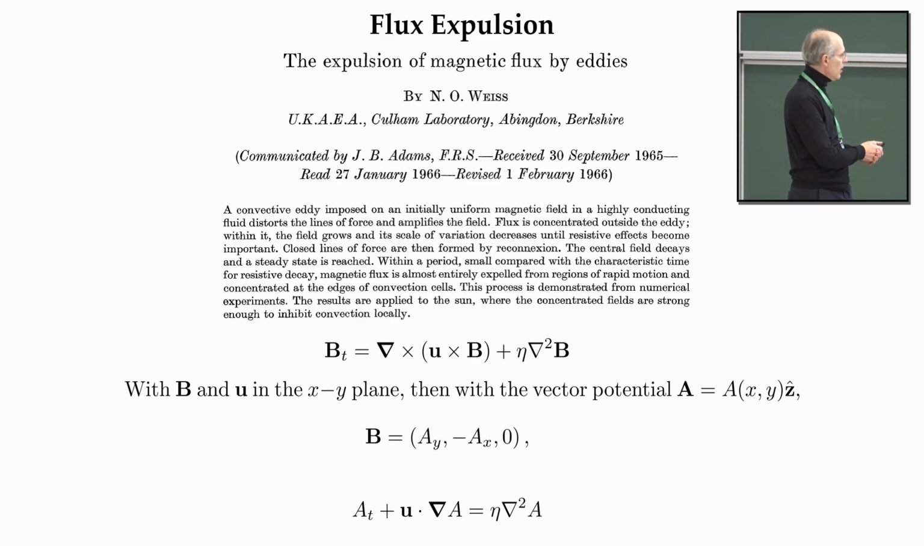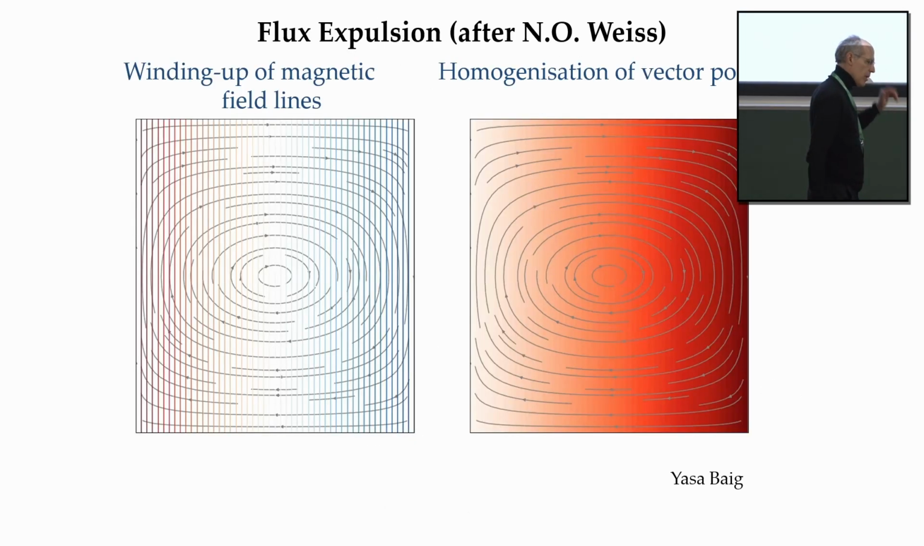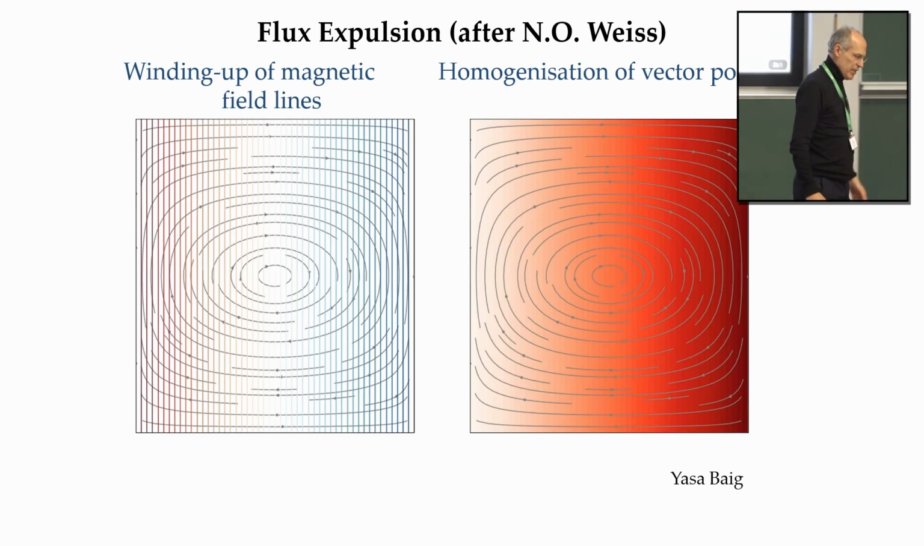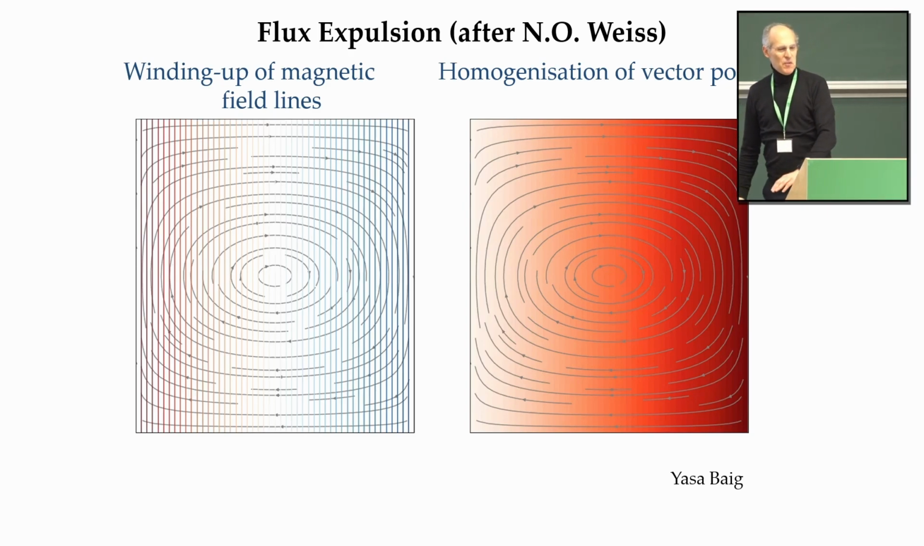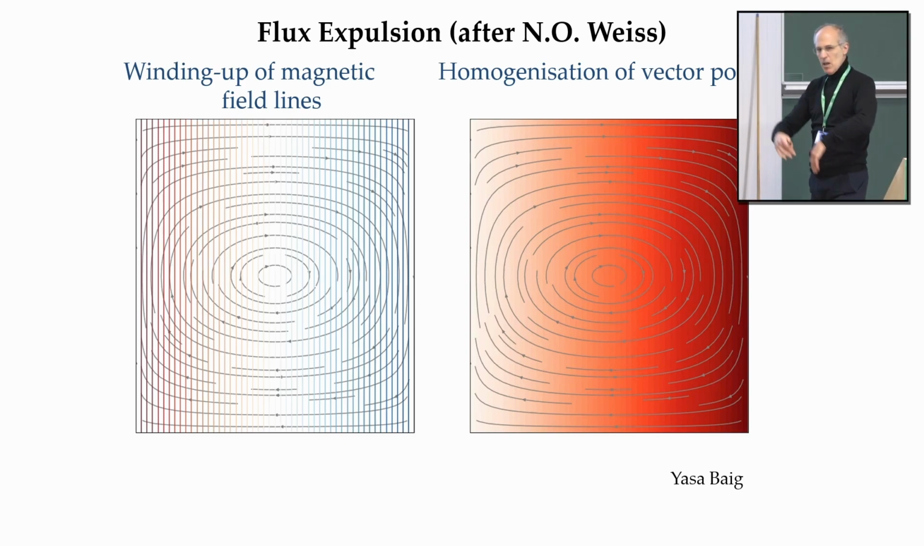And if you just sit in a simple geometry where the B field and the velocity field are in the XY plane, and all you have is the vector potential A with a single component along the Z direction, then the dynamics of the A field is just an advection diffusion problem. And what Weiss did, and which Yasa redid using a slightly more efficient computer code many years later, is to consider a variety of different specified velocity fields and just watch what happens.